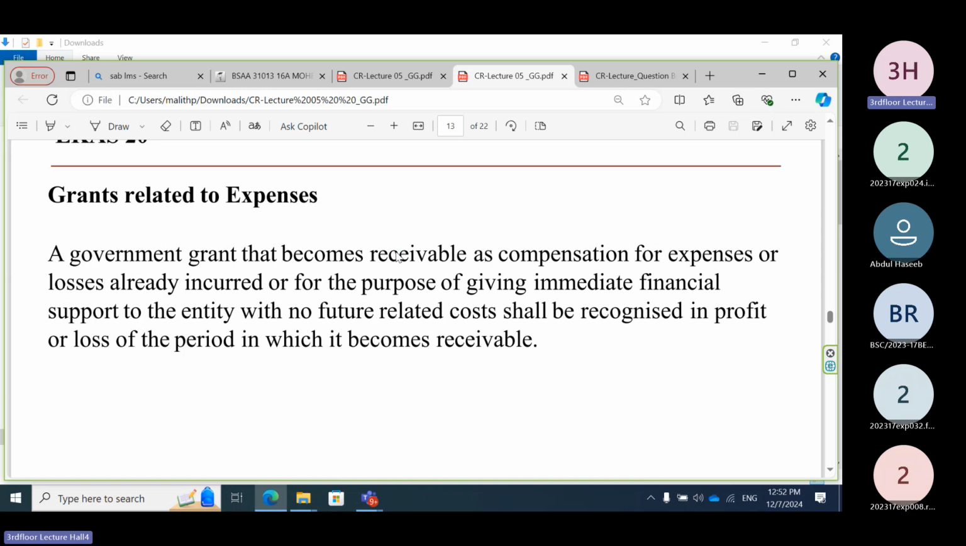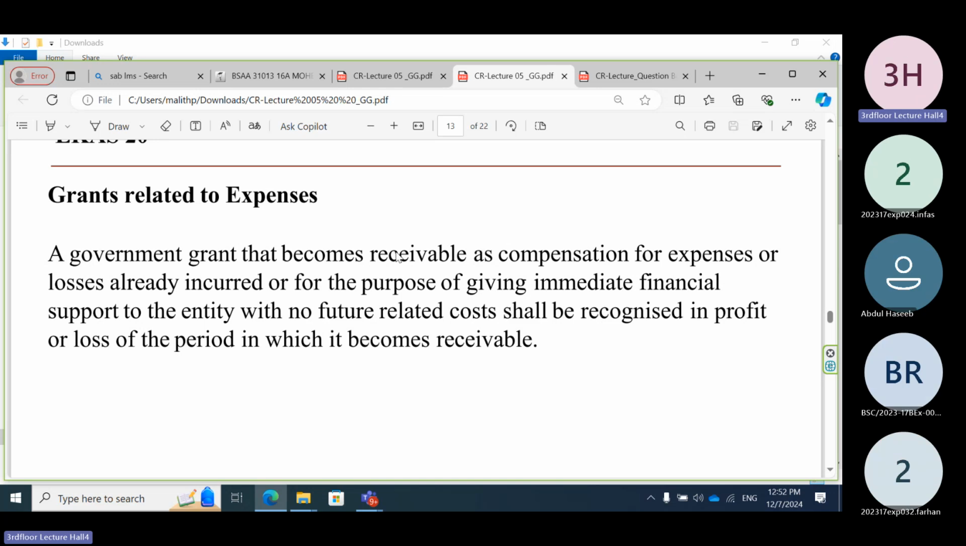Let's say a grant related to expense, not asset. Grant related to expense, maybe some kind of incurred loss. The government will volunteer and give that support to compensate that loss. So if you are going to compensate such things, at the receivable point you can recognize that as an income. There's no further commitment or condition, right?